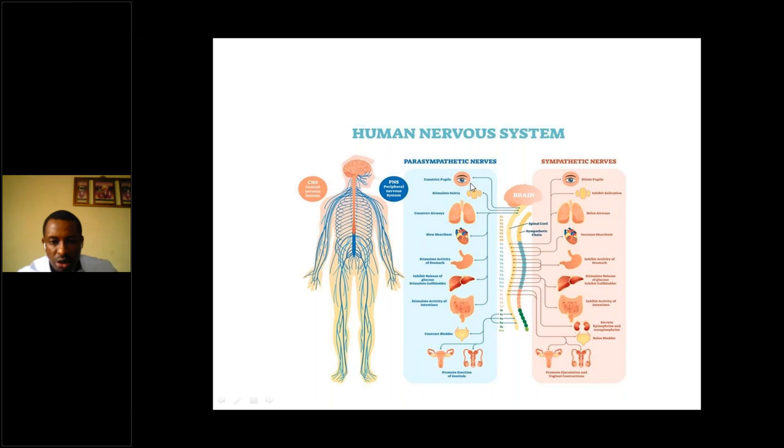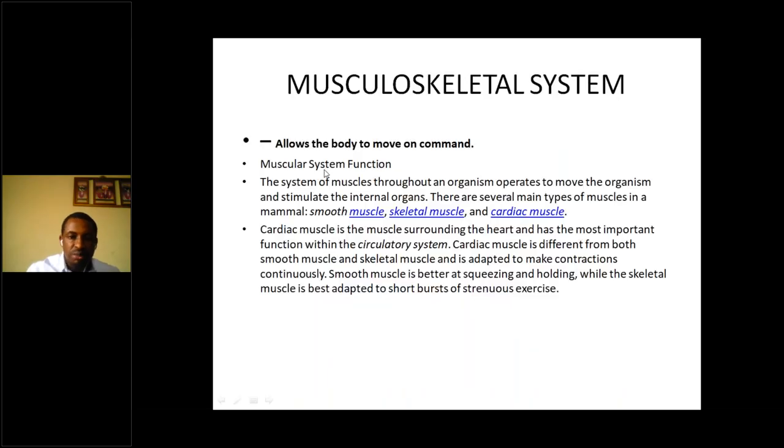What does it do? It's helping constrict the eyes, stimulating saliva, constrict airways, slow the heart rate, stimulate activity of the stomach, inhibit release of glucose, stimulate gallbladder, stimulate activity of the intestine, and also it contracts the bladder. Okay, so this one promotes erection of the genital. This one promotes ejaculation and vaginal contraction when it comes to its impact on the reproductive system.